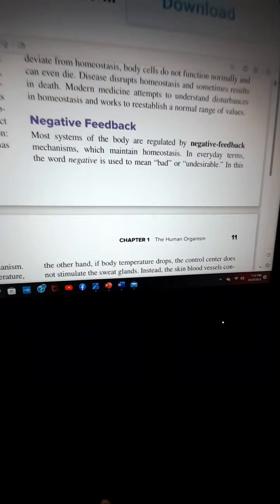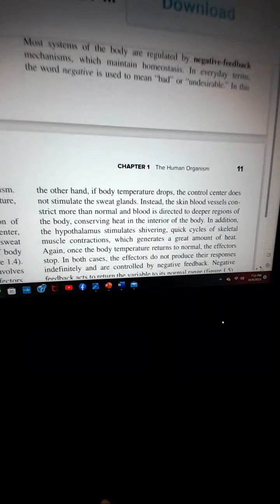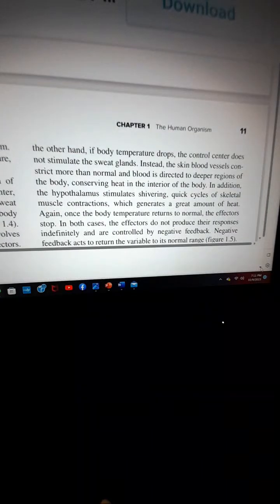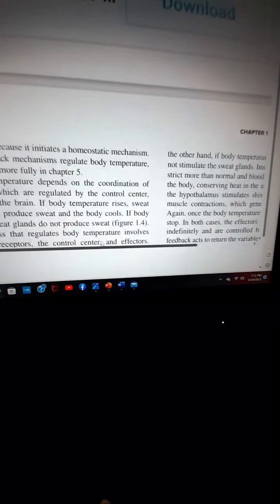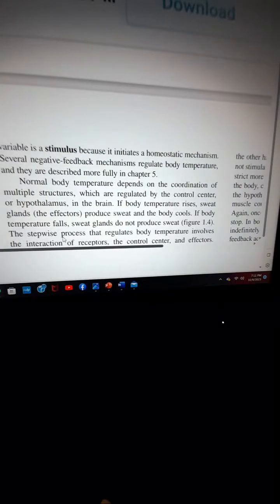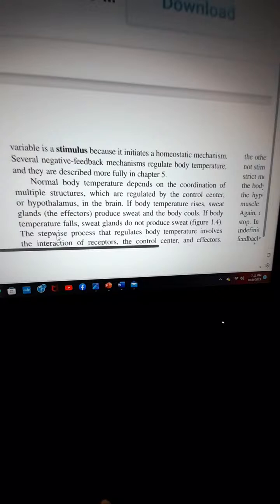In this variable, okay, we have to see because now I'm confused. In this variable is a stimulus because it initiates a homeostatic mechanism.